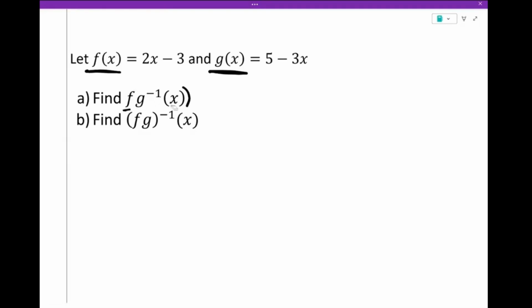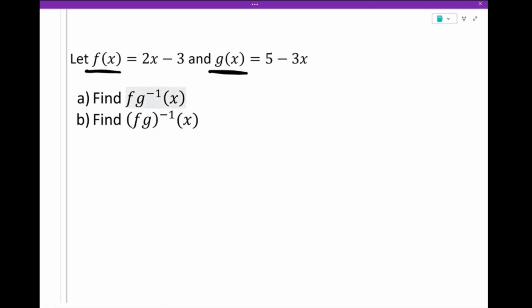Now the second one is a little bit different. The reason this one is different is because we've got the brackets in there to begin with, the brackets around the f and the g. So we need to do what's in the brackets first. We need to find the composite function f g of x, and then we need to find the inverse of that function. So they are slightly different, don't mix up the two. Let's just go through the working.